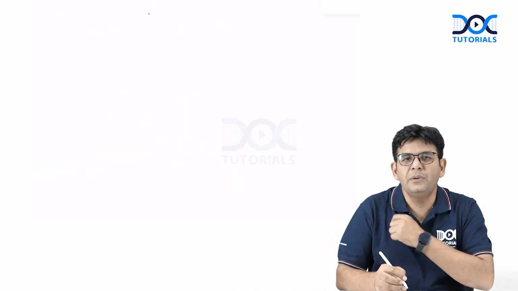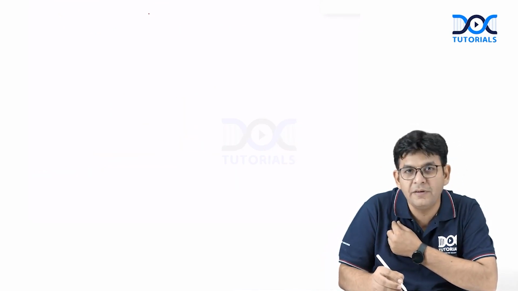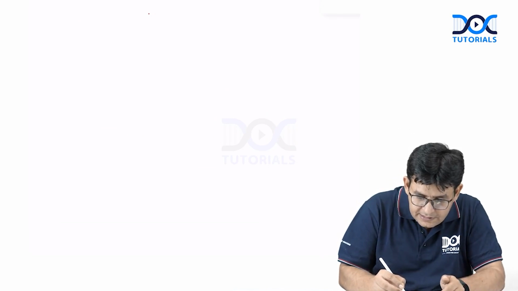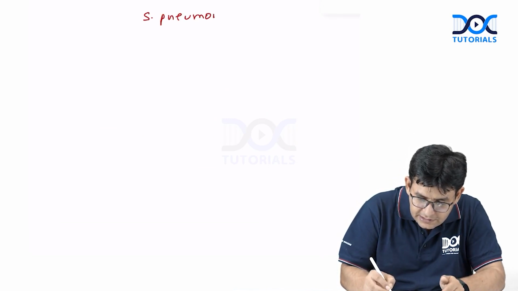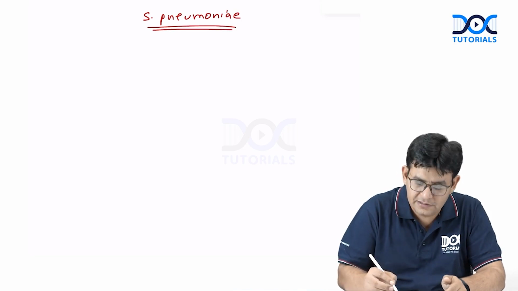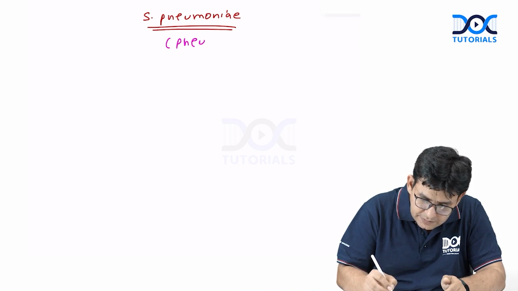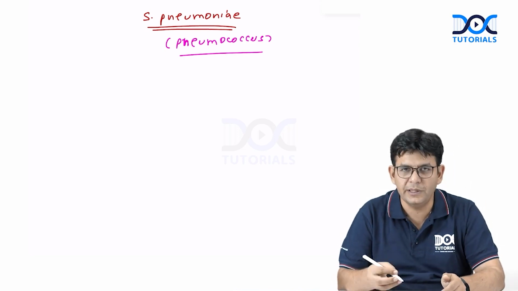After this Streptococcus, now let's talk about another one, which is the alpha hemolytic Streptococcus, that is Streptococcus pneumoniae. As such, they consider it a part of that group only, but still you consider it as different. And what comes in this is Pneumococcus. The other name is what? Streptococcus pneumoniae, Pneumococcus.